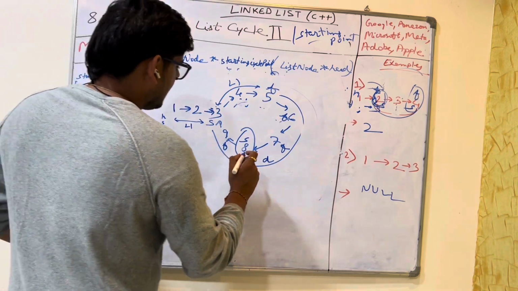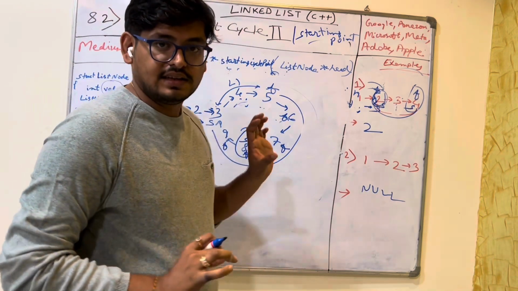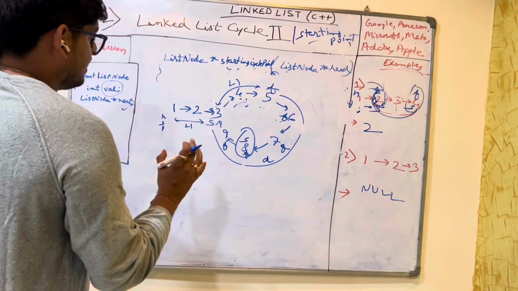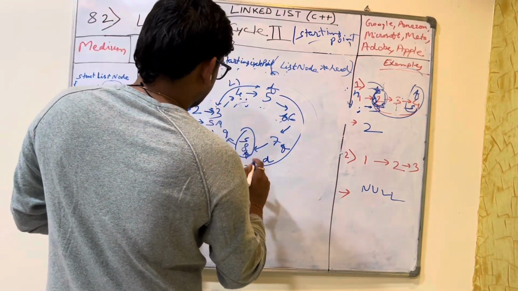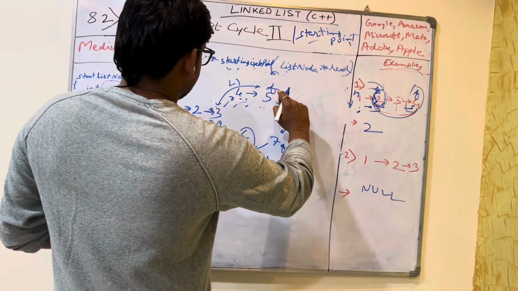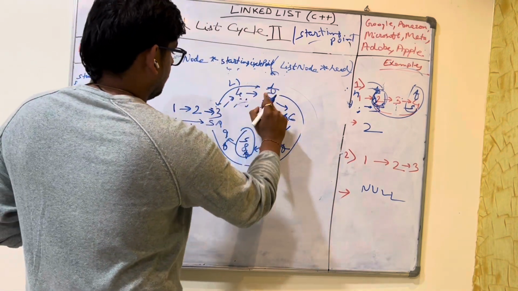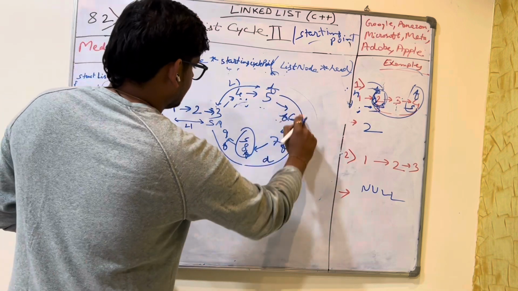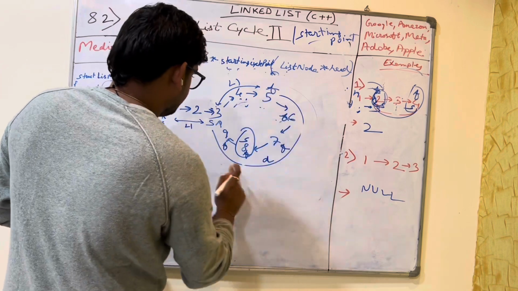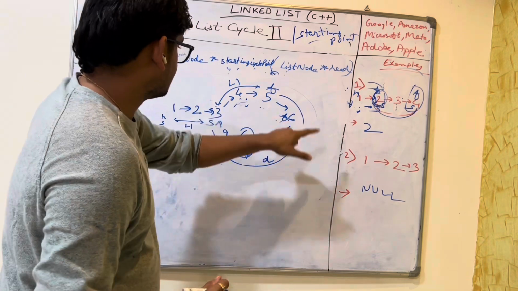So at this point S and F have met, and we came to know that there is a loop in the list because S and F are the same. Now here you see, the distance that F has covered is actually this whole thing, this whole circle. What is the length of the circle? The length of the circle is L1 plus D, right? This is L1 and this is D. So L1 plus D is the length of the whole circle.